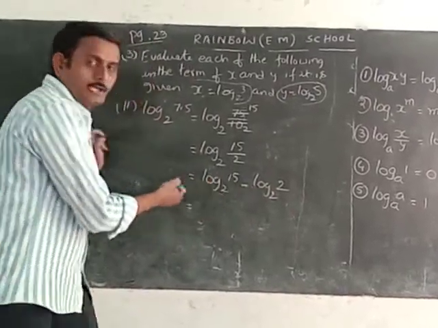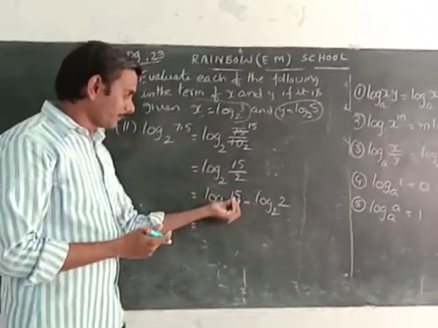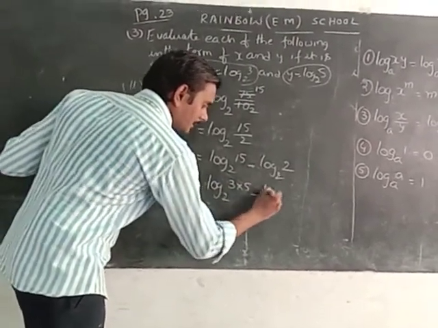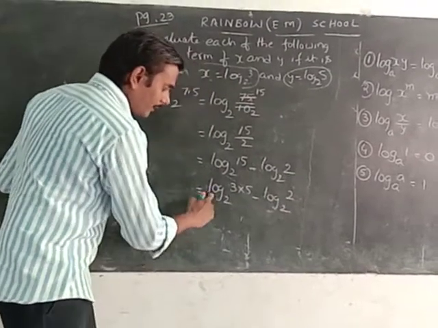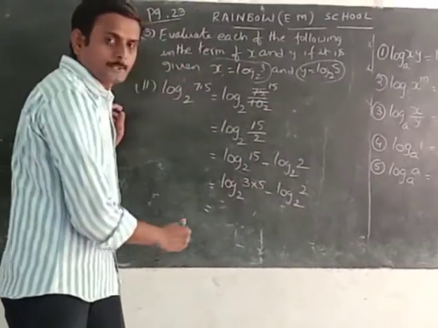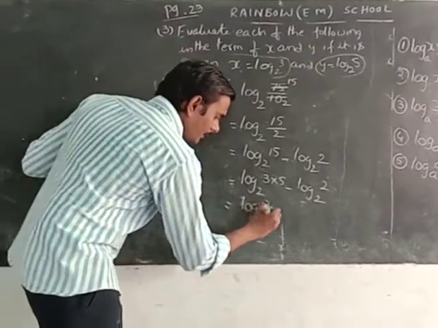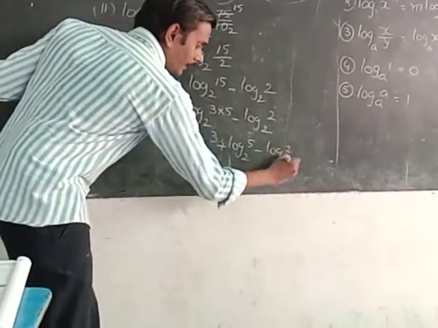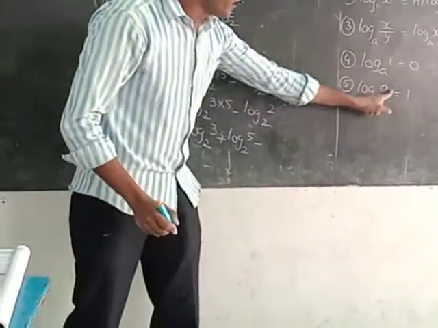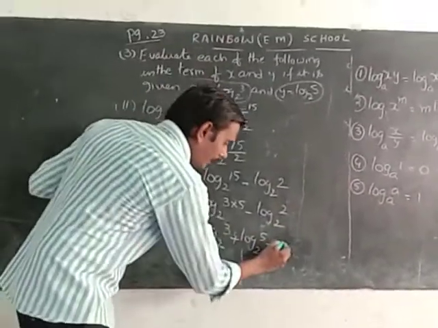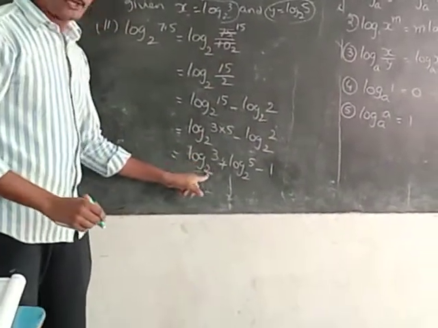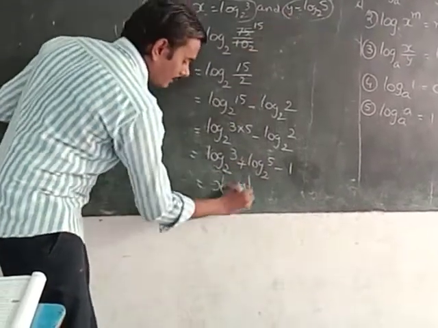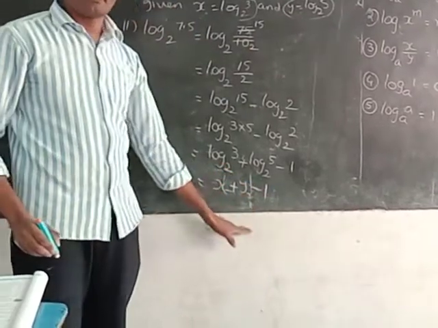Log x minus log y, base 2. Okay, 15 we already did in the previous question. 15 we can write as 3 into 5, base 2, minus log 2 base 2. Okay, it is in the form of log xy, log x plus log y. That means log x plus log y minus log 2 base 2. Log 2 base 2, what can we write? Log a base a means 1. So now log 3 base 2, what is the value? X. Log 5 base 2 value is y, minus 1. This is the solution.